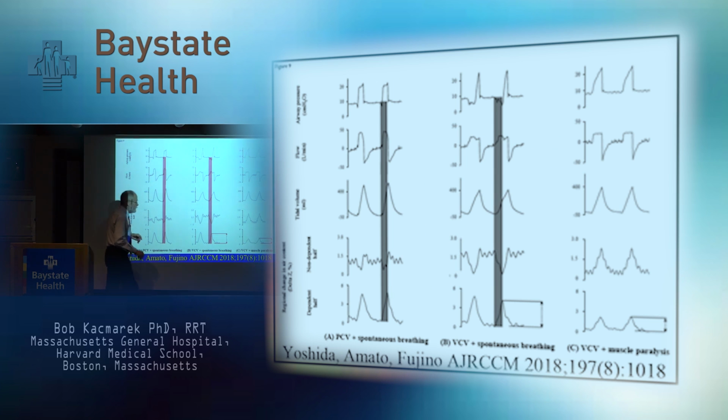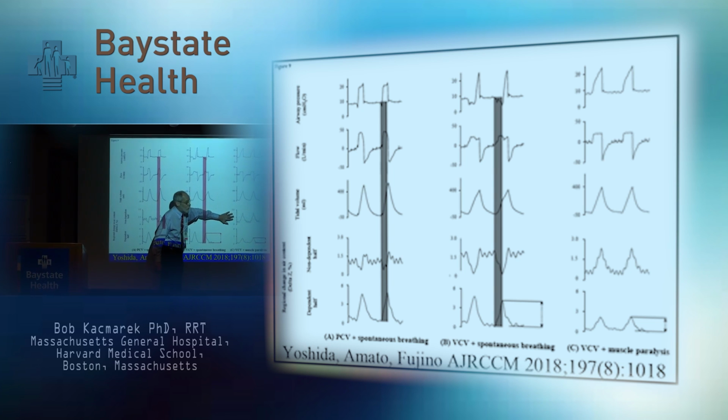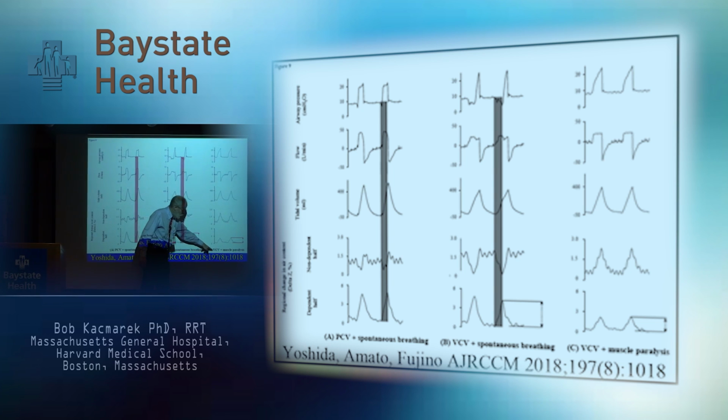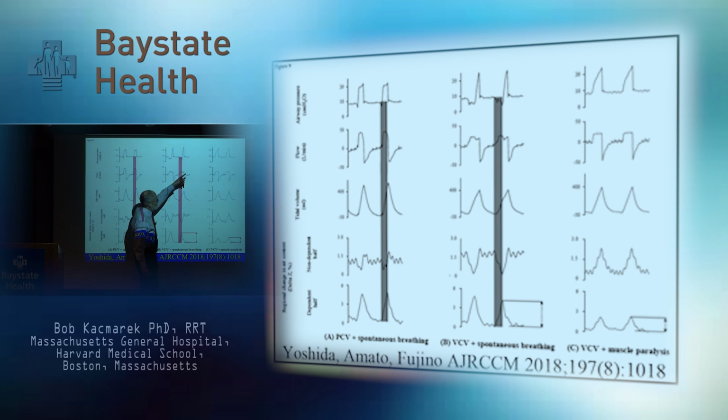So let's start over here under controlled mechanical ventilation. This is volume assist control ventilation with muscle paralysis. You can see airway pressure, flow, overall tidal volume, and then here distribution of tidal volume to non-dependent and to dependent lung. And as you'd expect in somebody under controlled ventilation, we get much more distribution to non-dependent lung than we do to dependent lung. Here we have volume assist control, and here we have pressure assist control.